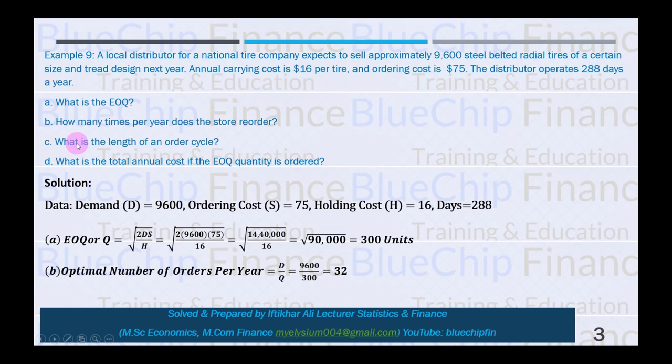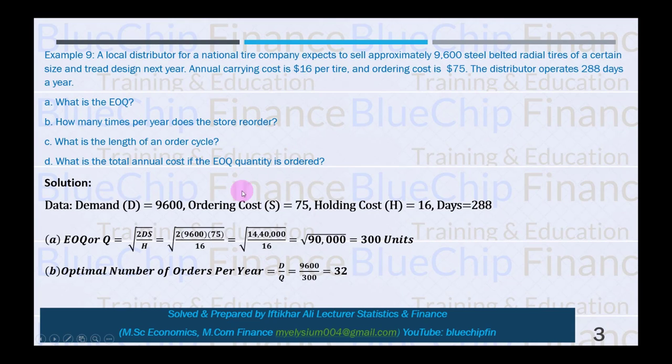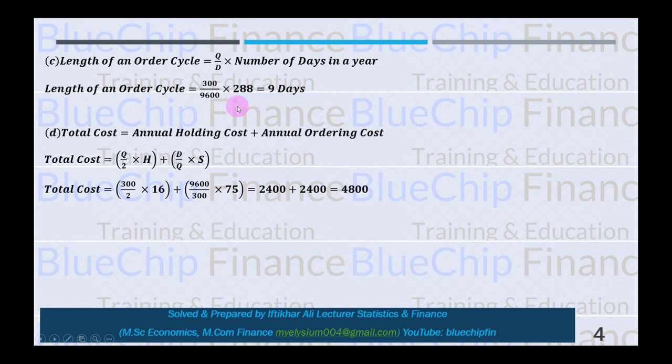And in part C, what is the length of an order cycle? The length of an order cycle is simply Q by D multiplied by the number of days in a year. Your EOQ is 300, your annual demand is 9600 units, and you operate 288 days in a year. So the length of an order cycle is 9 days.